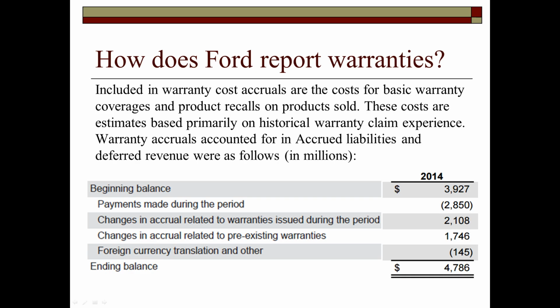Let's look at a real company example. How does Ford report its warranty liabilities? Ford Motor. Notice that warranty cost accruals are the costs for basic warranty coverages and product recalls on products sold. Let's look at 2014. Look at the beginning balance of Ford's warranty liability, and this is in millions of dollars, so add 6 zeros onto this number. They come into the year with about $4 billion worth of warranty liabilities, the estimated amount. However, the payments they made against that liability during the year only amounted to about $2.8 billion, so they had sufficient reserve there to cover these. They made changes to existing product warranties during the period, and at the end of the period they had $4.786 billion of warranty liabilities for future warranty claims on their balance sheet. This is a big number.